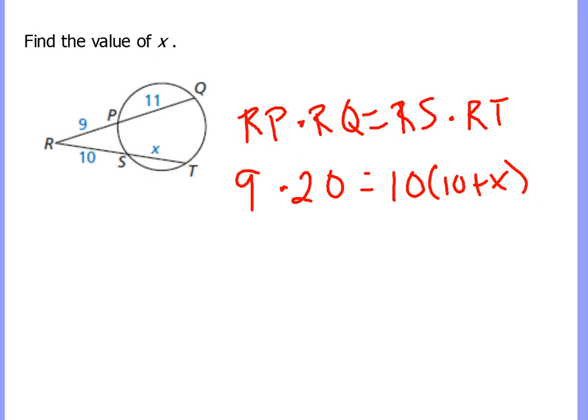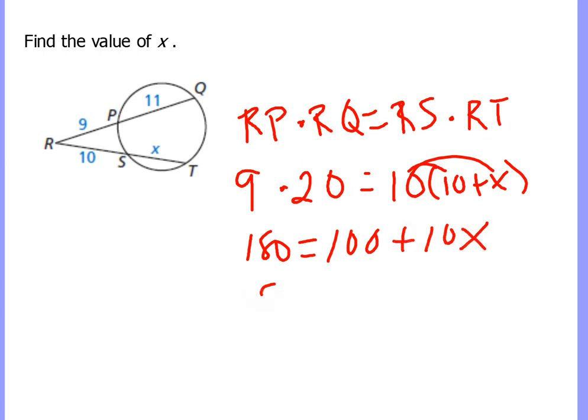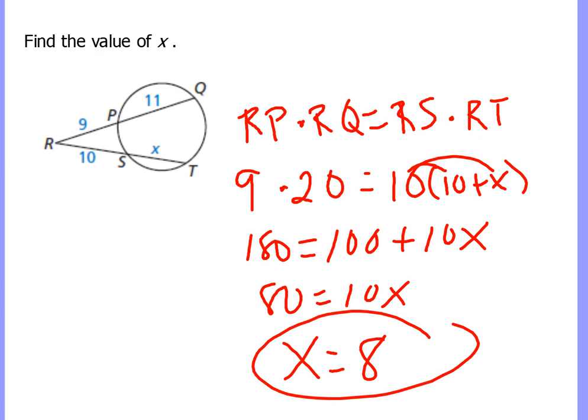So we have kind of brought ourselves into an interesting little scenario here. We have 180 on the left. Distributive property says we have 100 plus 10x. Subtraction gives us 80 equals 10x. And division gives us that x equals 8 in the end. So there is an example of how we can utilize our theorem regarding secants.